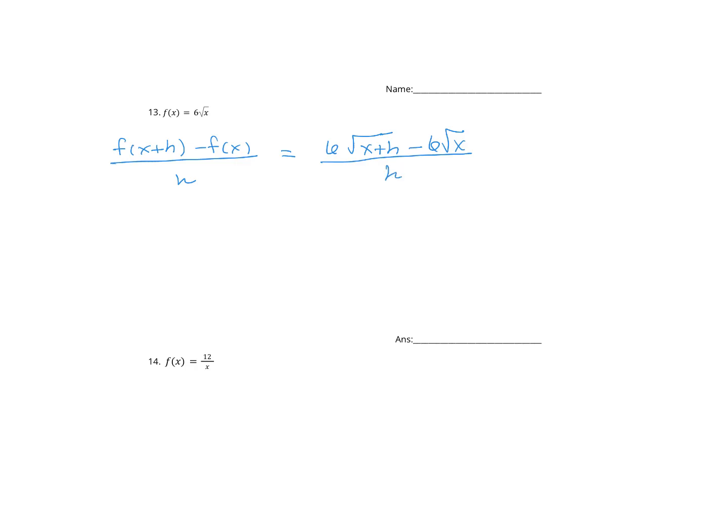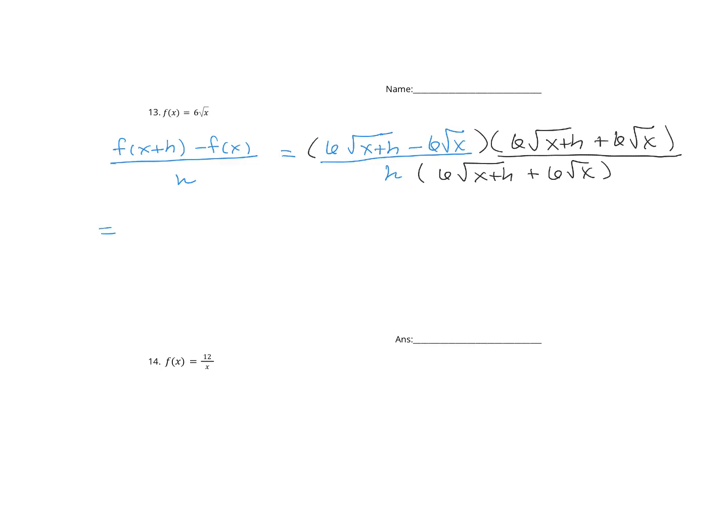And again, we want to simplify this down. So what we're going to do is rationalize our numerator. We're going to multiply the top and bottom of this fraction by the conjugate, which is going to be 6 square root x plus h plus 6 square root x in both the top and bottom. All right, and once we rationalize, we're going to see a lot of nice things happening.